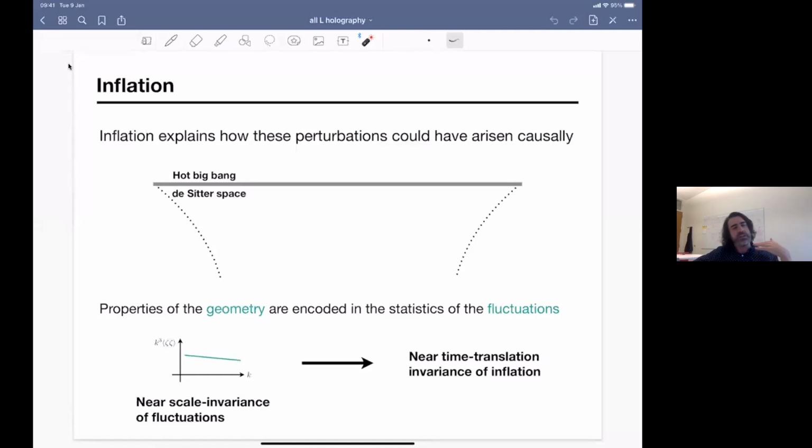It turns out that this near scale invariance of the 2-point function can be thought of as a consequence of the near time translation invariance of inflation. And so this 2-point statistic is really capturing something about the invariance of the geometry under time translations. And so it's kind of nice. Something about time evolution is getting encoded in a way that makes no reference back to time or even space-time. Okay.